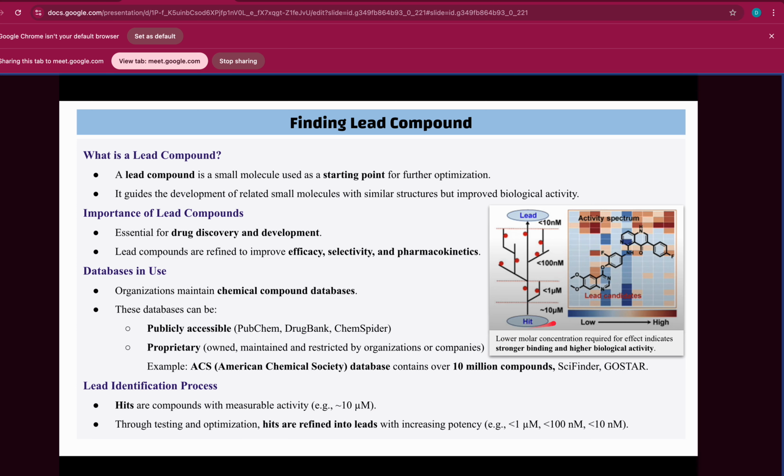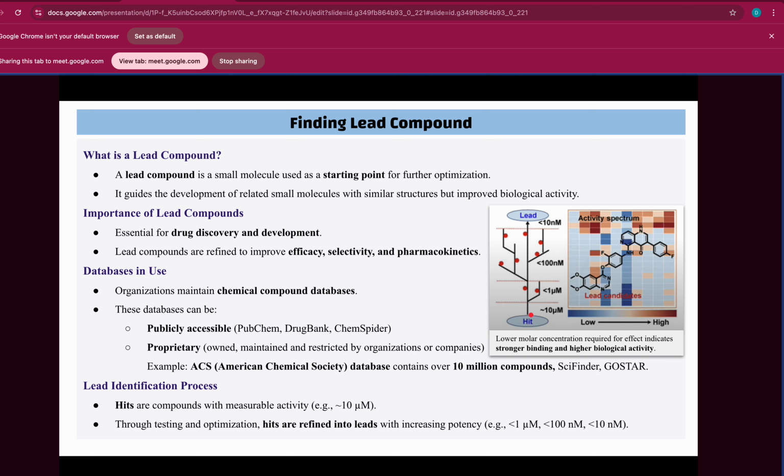So starting with 10 micromolar, this is the concentration which is required to bring about a particular biological activity. With this we'll filter out each and every compound and make certain changes, and step by step we'll move to the lead. The lead will be the one with the lowest concentration, which is more effective, less than 10 nanomolar, which shows that its activity is improving and less concentration is required to bring about that activity. So we are optimizing the hits.